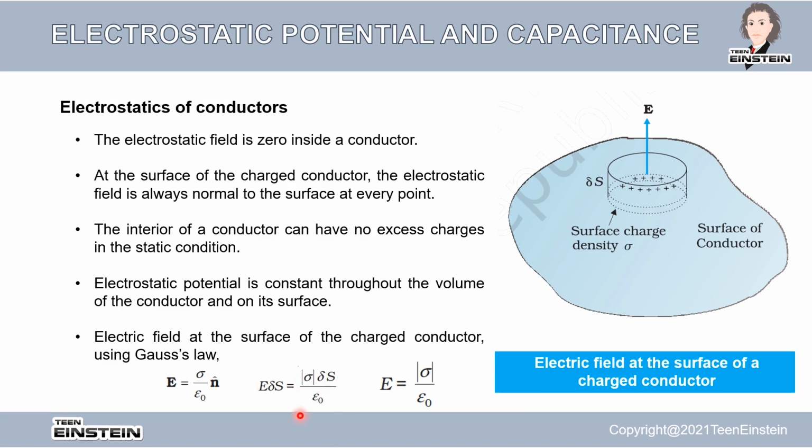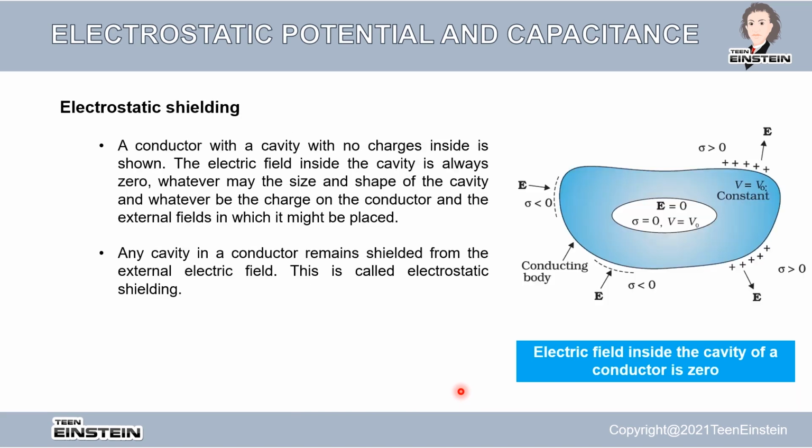So this is Gauss's law. So this gives us the meaning E equal to sigma by epsilon 0. So this is the electric field at the surface of a charged conductor. Okay. Then we will see what is electrostatic shielding.